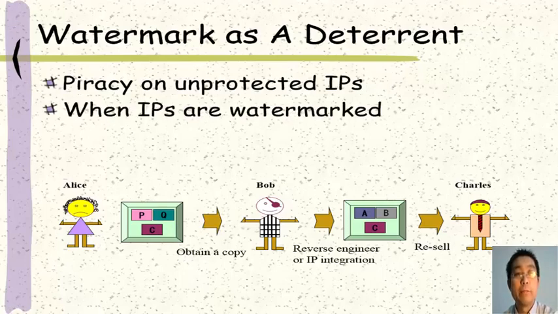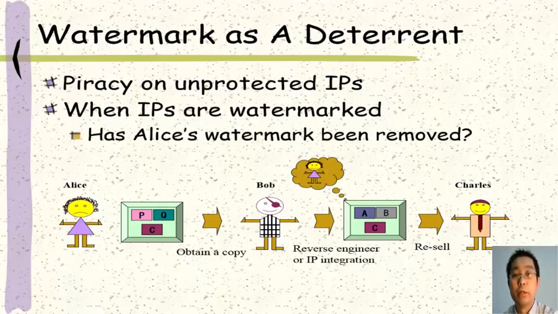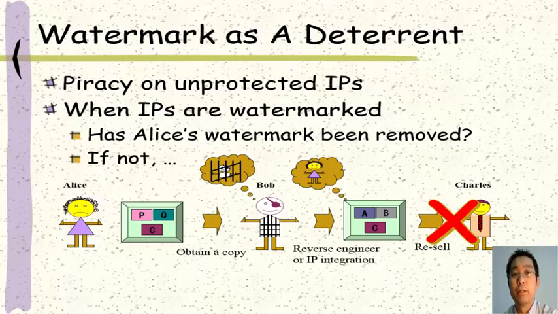Now suppose Alice embeds her signature as watermark into the IP. After Bob reproduces the IP or integrates the IP into his own design, before he can resell it, he has to think about whether he has removed Alice's signature or watermark completely. If not, he might get caught and face penalty, because this time Alice can prove her authorship of the IP from the watermark or from her signature. Therefore, we see that watermark can deter attackers from illegally copying or using IPs.